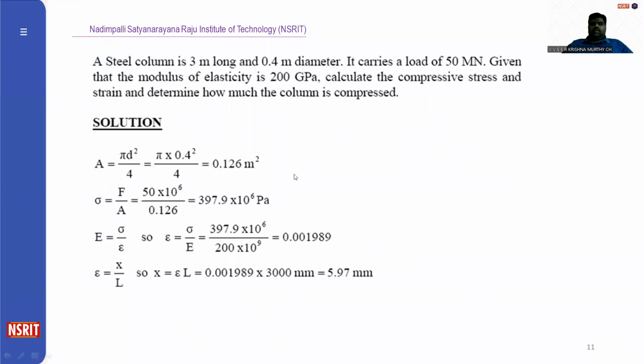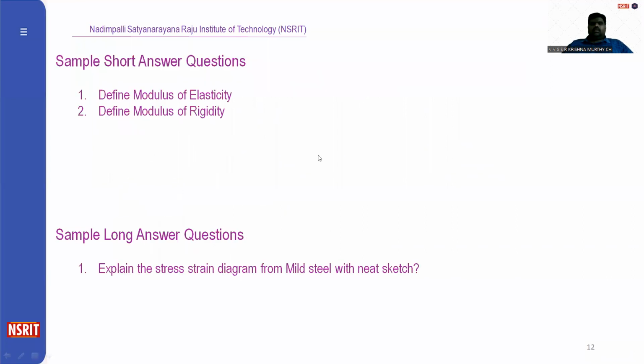Similarly, you solve one more example. Short answer questions: define modulus of elasticity and modulus of rigidity. Explain the stress strain diagram for mild steel in each stage.